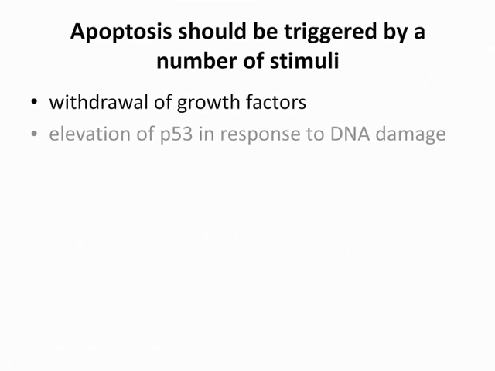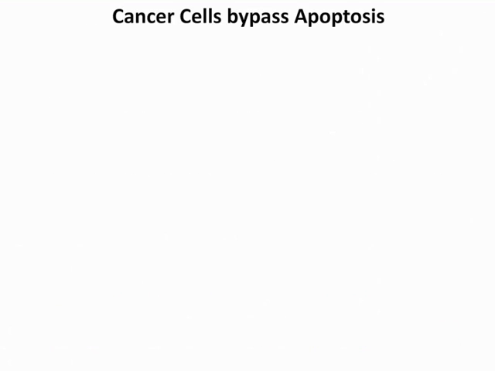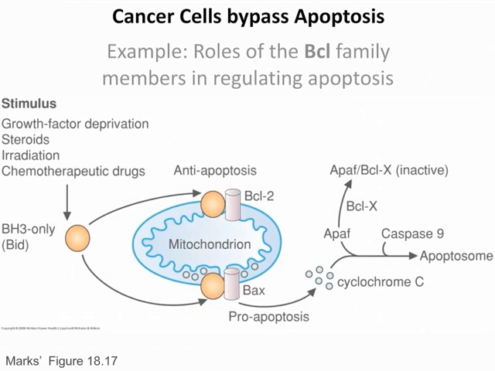So here are a few factors that can stimulate apoptosis. Withdrawal of growth factors, elevation of p53, monitoring of DNA damage by repair enzymes, and release of TNF, which is tumor necrosis factor or other immune factors. And then also pay attention to the bottom red. This was actually an exam question. Mutations in the oncogenes can create apoptosis-resistant cells. So in the previous slide, we talked about how mutations in oncogenes can create apoptosis-resistant cells. That would mean it would go the anti-apoptotic route.